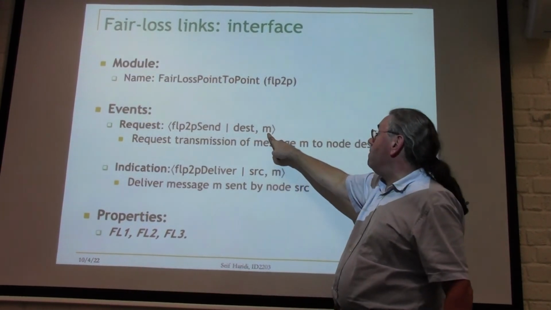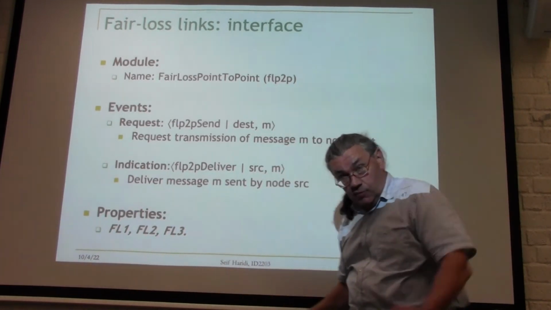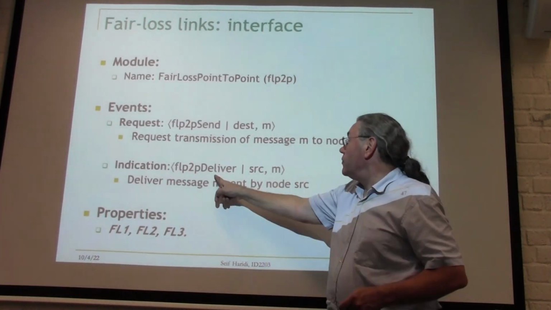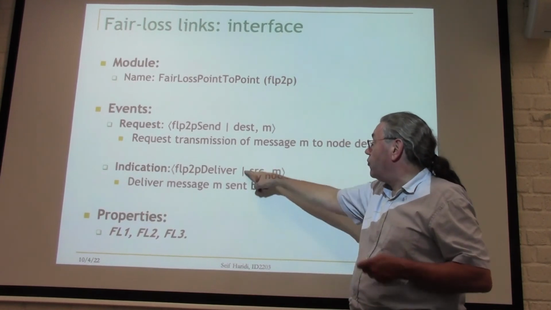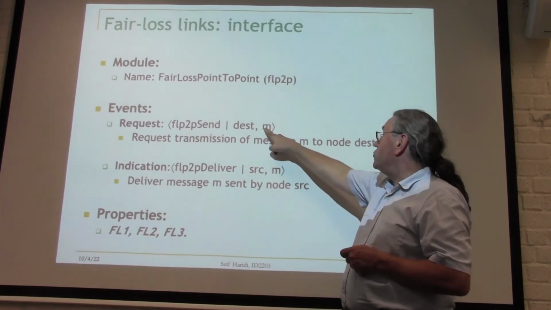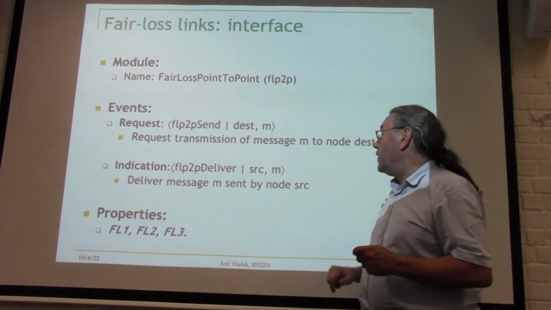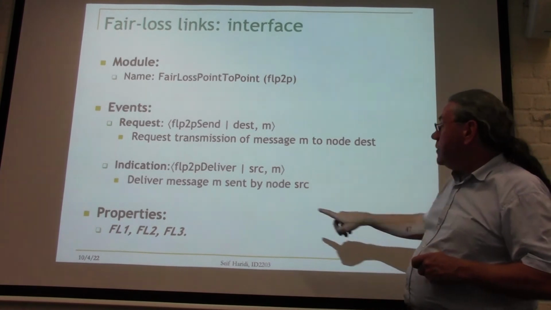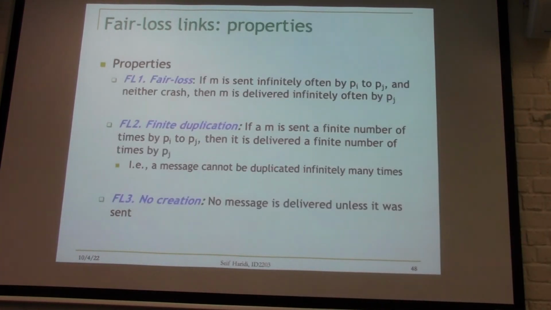This is a message M. And when the message arrives, there's an indication going up on the other side, which tells me where the message comes from, the name of the source node, and this is the message. So M is a random data structure, any very complicated data structure, okay? And this thing has 3 properties.